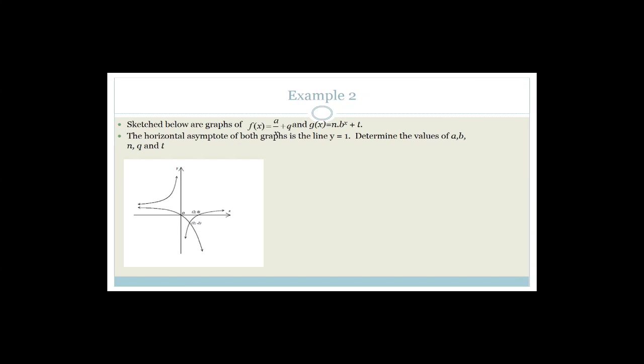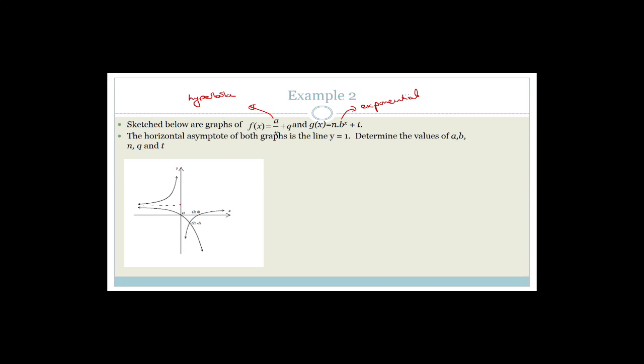Okay, now let's do a proper example. This is a typical exam paper question example. It says sketch below graphs f of x equals a over x plus q, and g of x is equal to n times b to the x plus t. Okay, so what do we have? Do you agree that this thing here is a hyperbola? And this thing here is an exponential. Definitely. Now it says the horizontal asymptote of both the graphs is the line y equals plus 1.